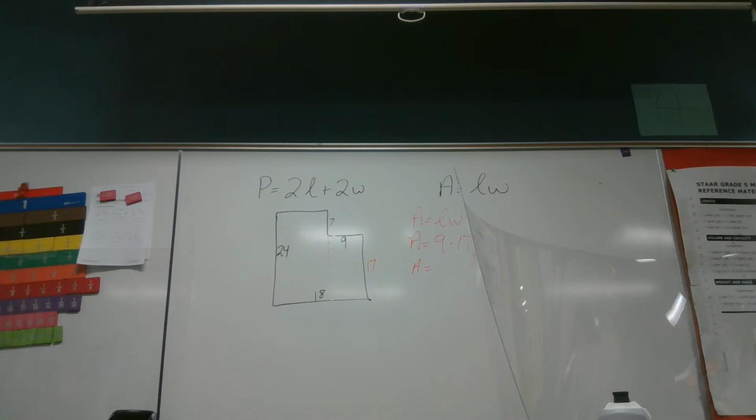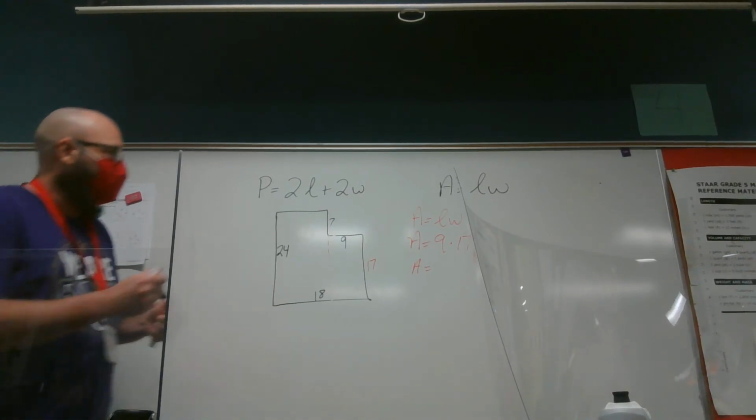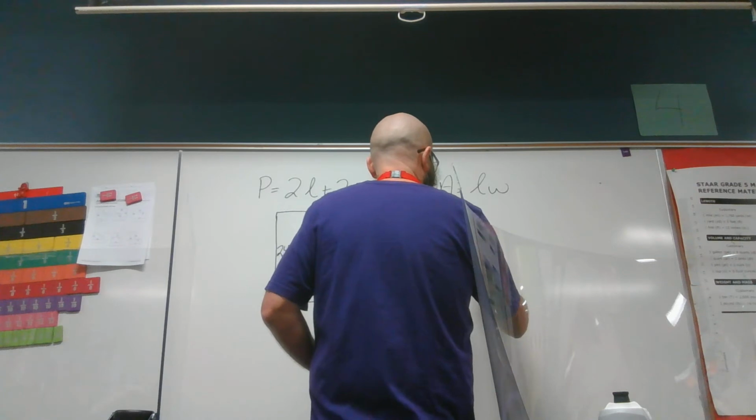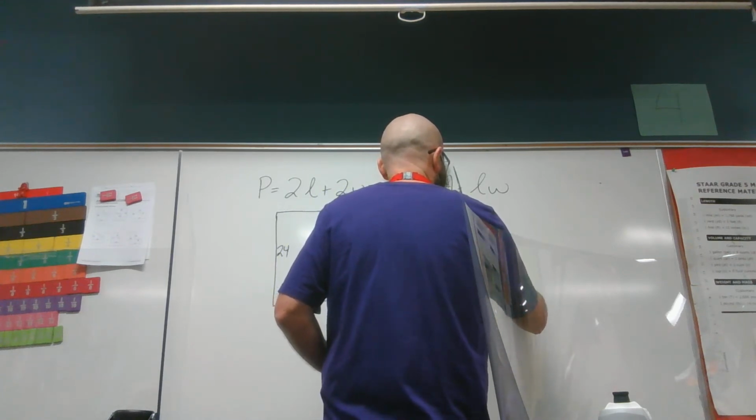who's doing 9 times 17 for me? Anyone? You got it, Gage? 9 times 17. 153. So this would be 153 square units.